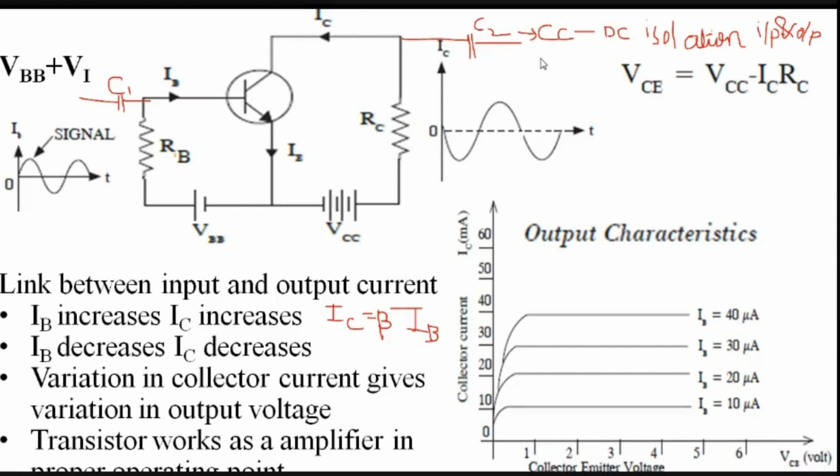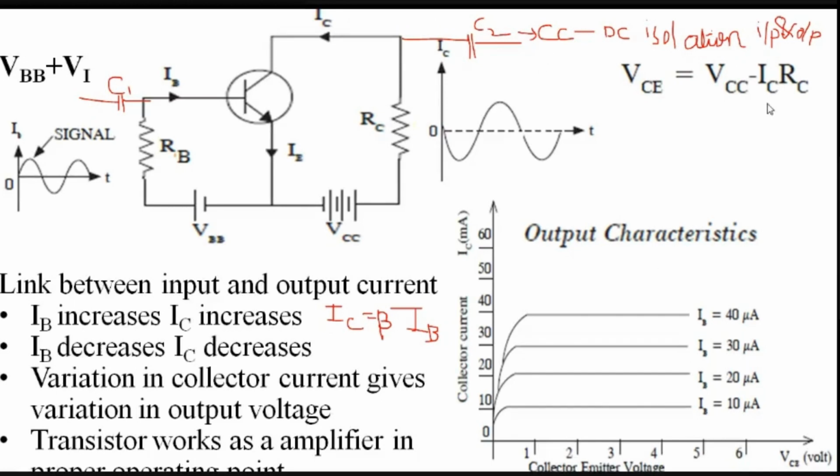Now what are you going to do? Whenever you apply the input signal, as a result IB is going to increase. You know the gain formula: beta is IC by IB. In other words, when the input current increases, output current is going to increase, and vice versa. If I decrease my input current, then my output current also will decrease. Now this variation of current, what is the understanding from this? Whatever variation I have here, accordingly I get a variation in the output.